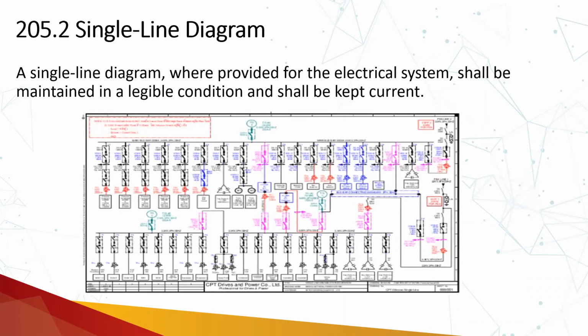205.2 talks about single line diagram. A single line diagram, where provided for electrical system, shall be maintained in a legible condition and shall be kept current. That's because we know that all the things related to lockout and tagout and establishing an electrically safe work condition are dependent on our single line diagram. So the single line diagram needs to be kept in legible, updated and readable condition as well.